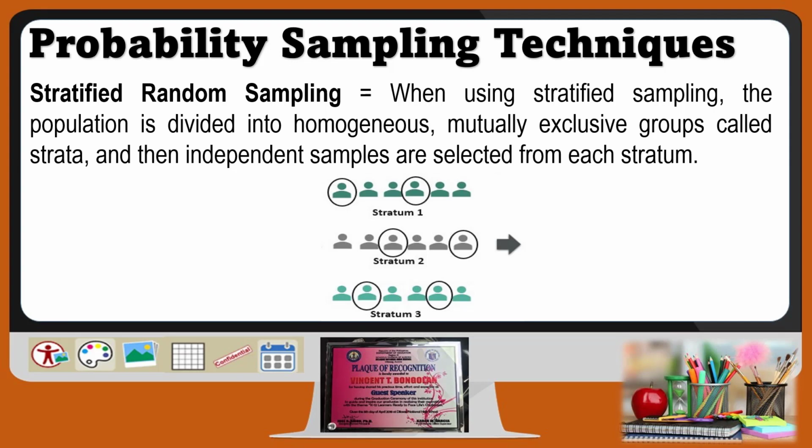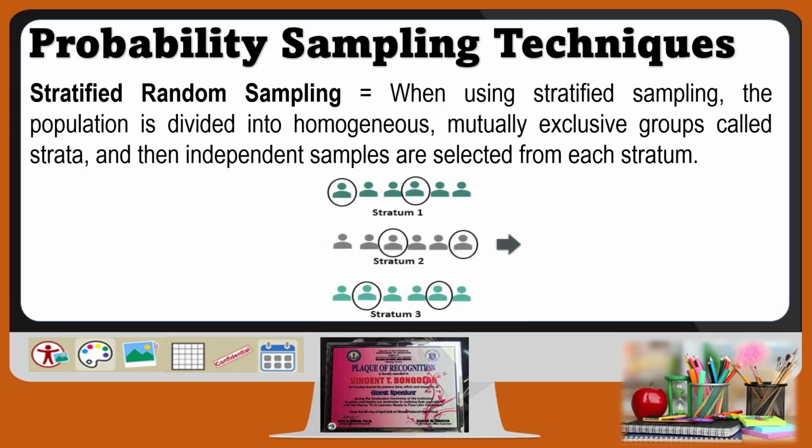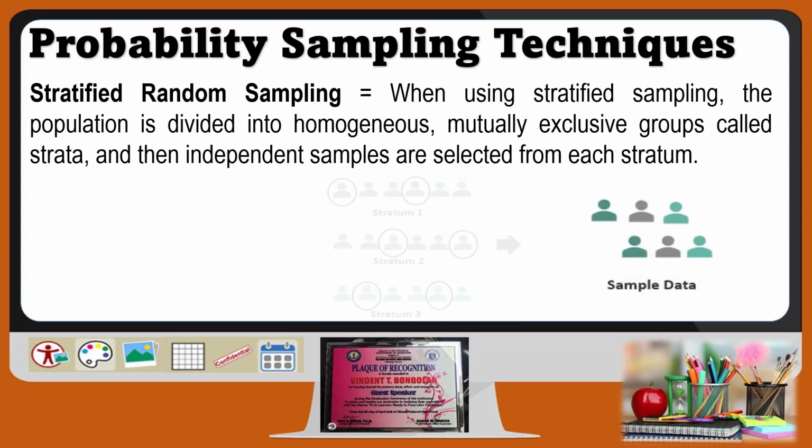And from each stratum, we are going to select a representative. So we will be getting 2 from stratum 1, an additional 2 from stratum 2, and an additional 2 from stratum 3. That's why our sample is 6. So this is how stratified random sampling works.